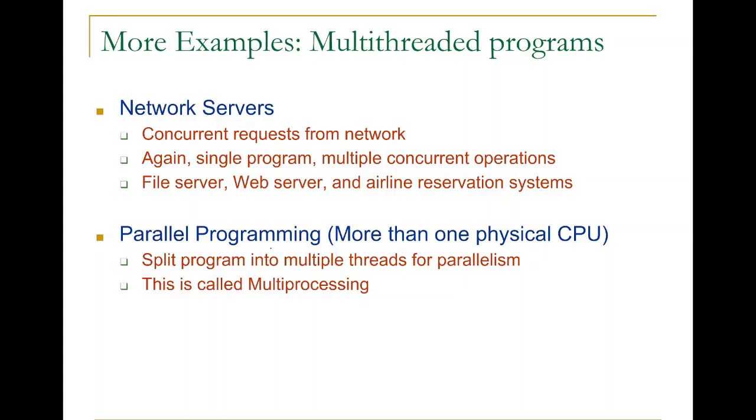We also use it in parallel programming where you have more than one physical CPU. In parallel programming, multi-threaded programs are used. One is to split a program into multiple threads for parallelism. This is called multiprocessing. So different processors can even work on different threads depending on the architecture of the system.